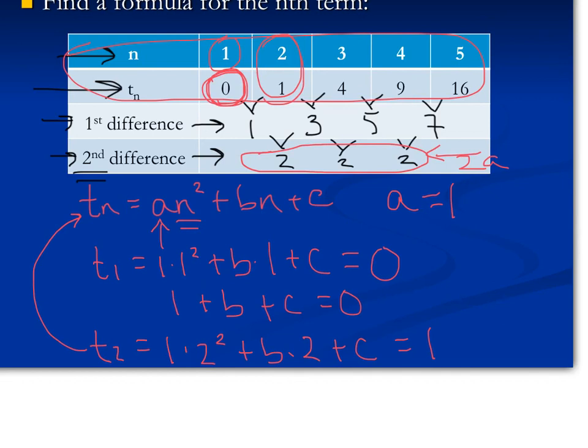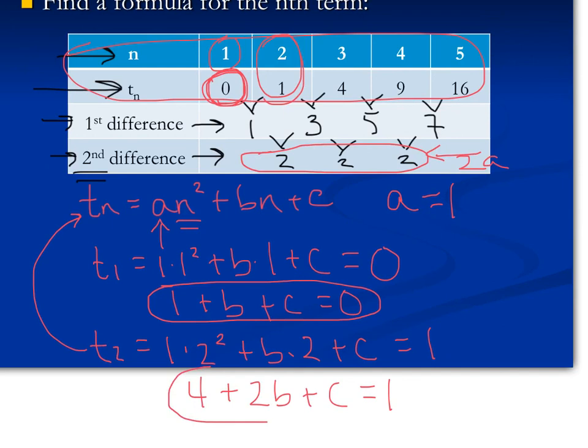So here's my first equation. 1 plus b plus c equals 0. And here's my second equation. It would be 1 times 4, which is 4, plus b times 2 is 2b, plus c, and that equals 1. So again, we have a second equation. And hopefully now you're finally seeing why I had you solve those systems of equations problems at the beginning, because I have two equations with two unknowns. B and C are my unknowns, and I'm now going to go solve them. I'll do that on the next slide.